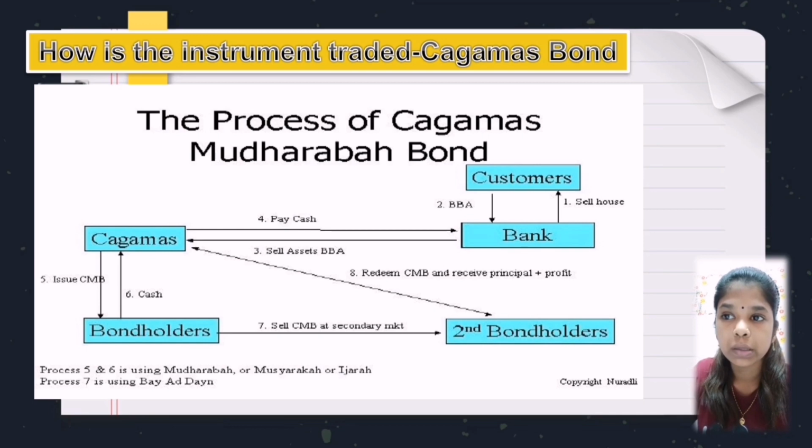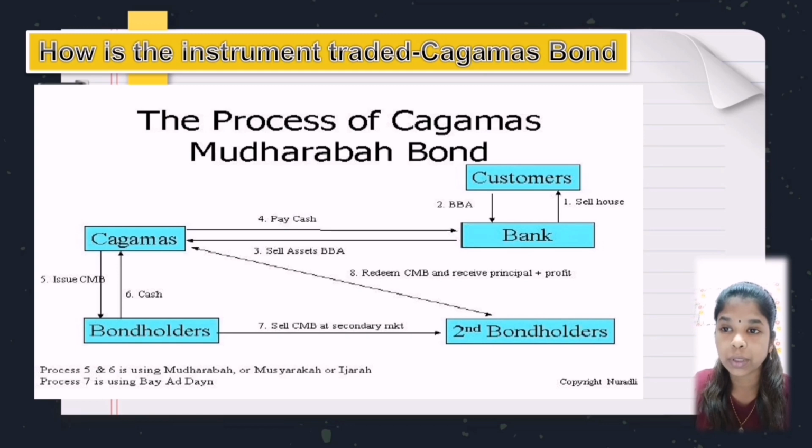Next is how the instrument is traded. First, for the Cagamas bond, the Cagamas Mudharabah bond was introduced by Cagamas Berhad to finance the purchase of Islamic housing debt from financial institutions to provide Islamic housing financing to the public. This Mudharabah bond is structured using the concept of Mudharabah, where the bondholder and Cagamas will share the profit according to the agreed profit sharing ratio.